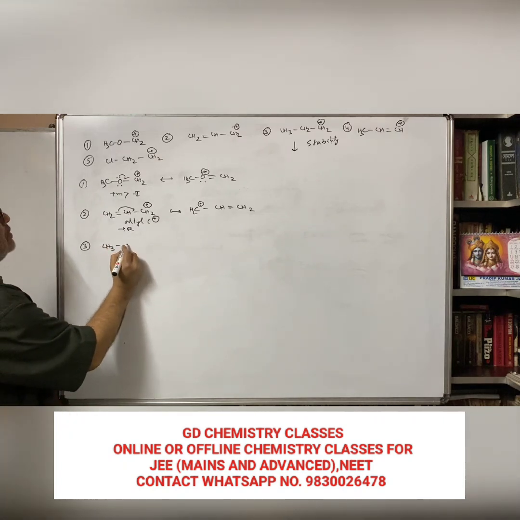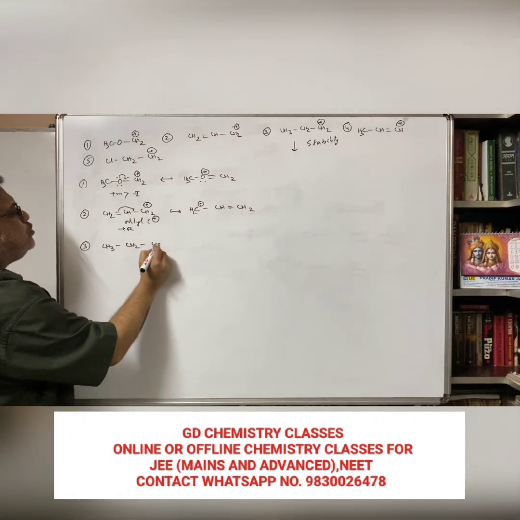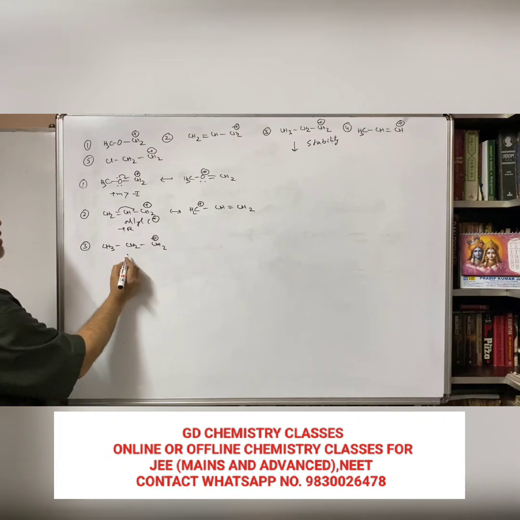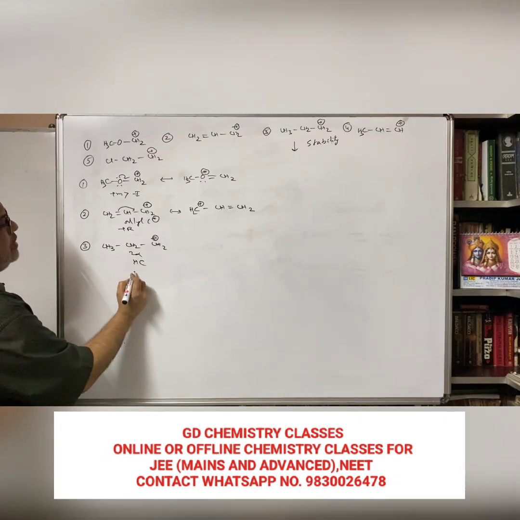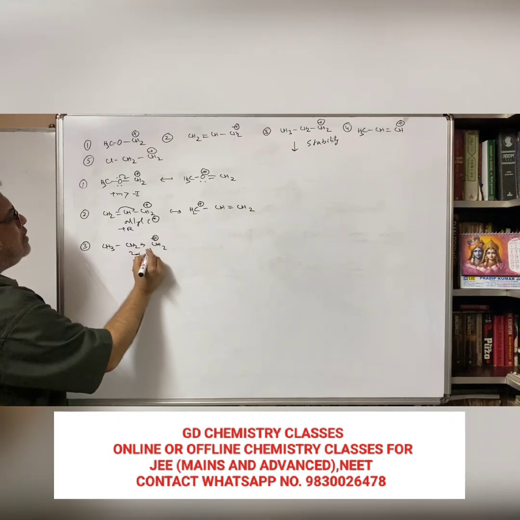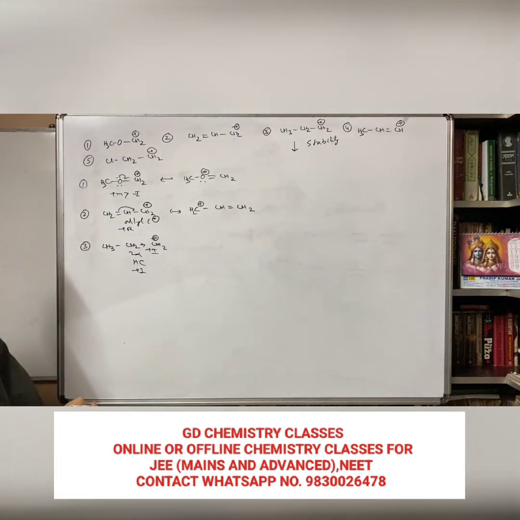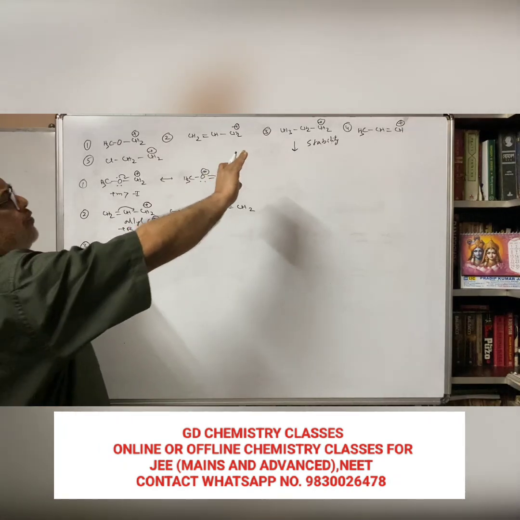Simple case, CH3, CH2, CH2 plus, an alkyl carbocation. There are 2 alpha hydrogen atoms, so there will be hyperconjugation, as well as the plus I effect. Now let us take, leave the 4 for the last.